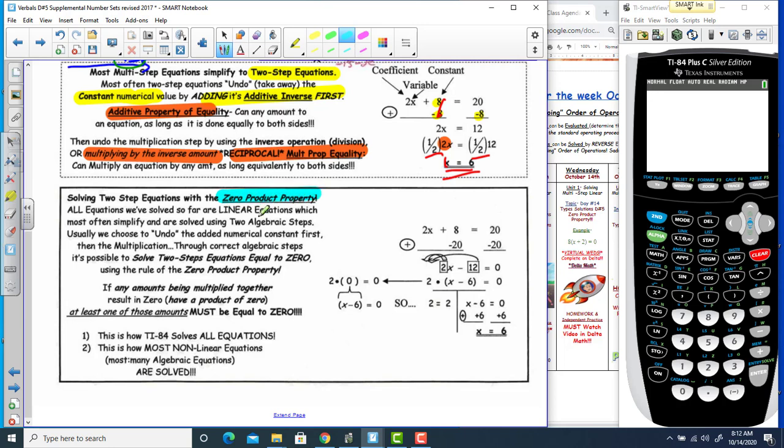Now, the zero product property is absolutely fascinating because it is what we use to solve all other types of equations in this course. This particular equation that you've been working with in many different forms and ways for the last month is called a linear equation. And we're going to start to graph them in the next unit.